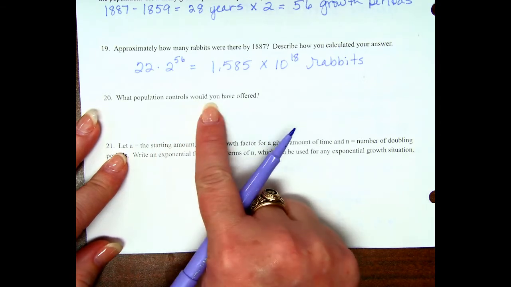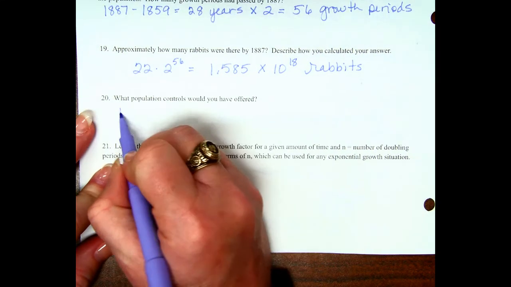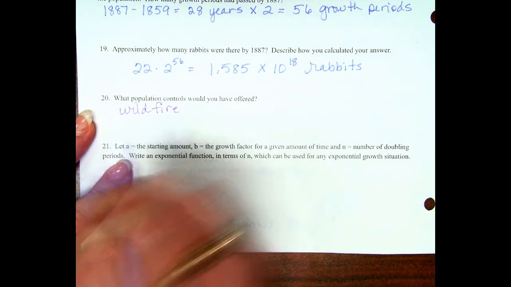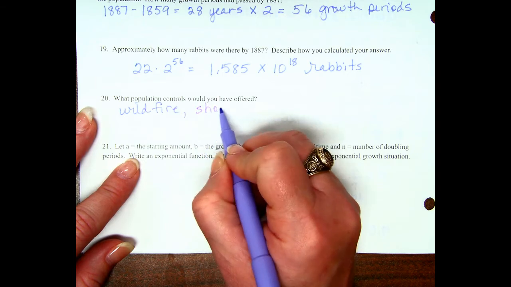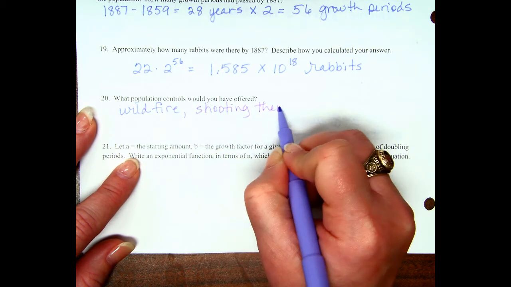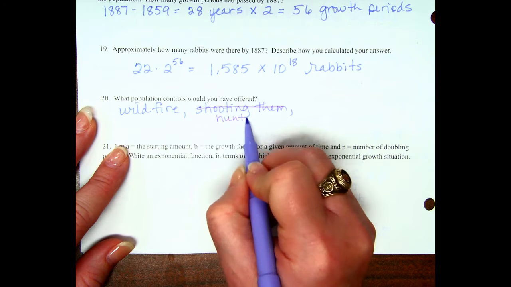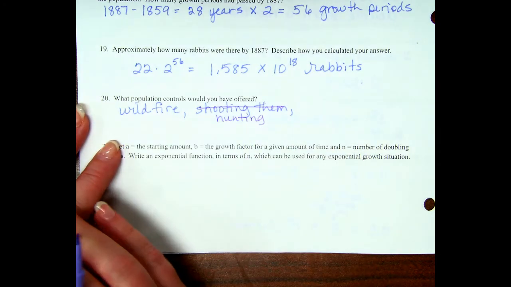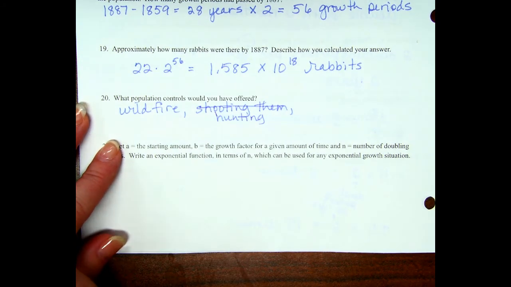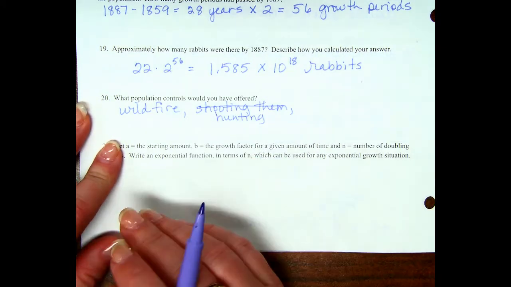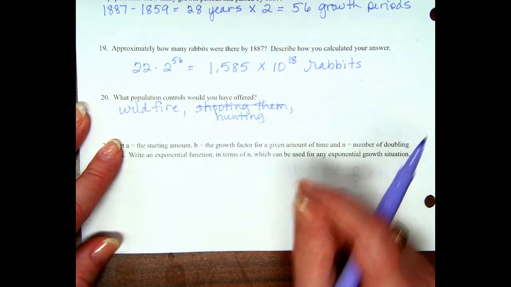What population controls would you have offered? Wildfire. It does kind of sound bad right now, but I understand where you're coming from. Okay. So shooting, can I say that at school? Shooting them? Sorry about that. Hunting. Okay, hunting. That also involves a gun, though. Oh, explosions? Okay, that's better. What? I could use a bow and arrow. Okay. I don't think I could use a bow and arrow, but other people could use a bow and arrow. How about that? Well, I mean, we're just saying ideas. We're not saying practical ideas.